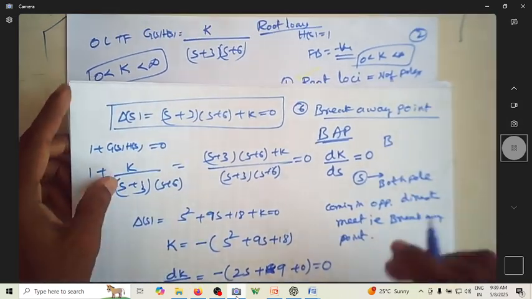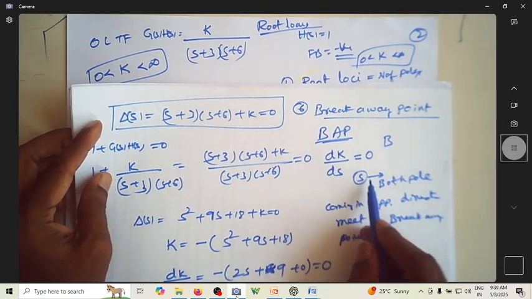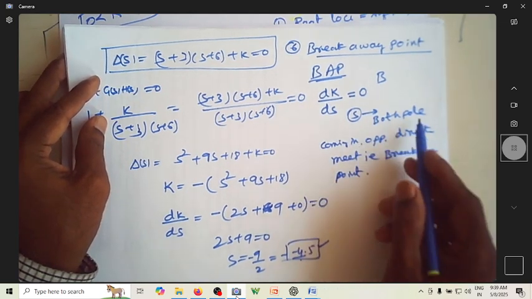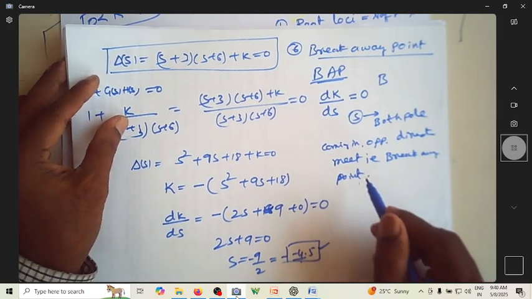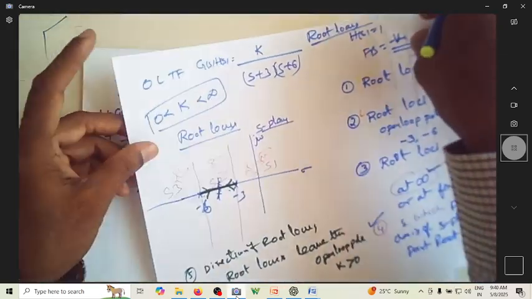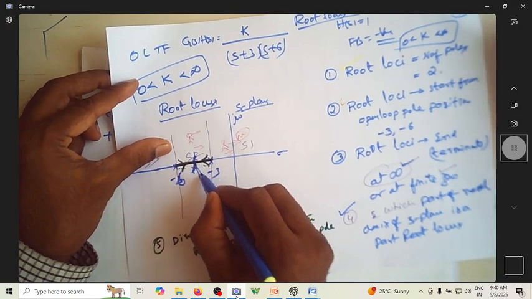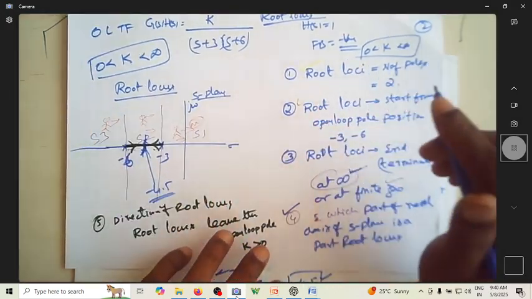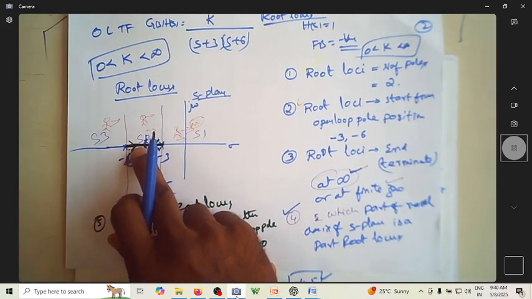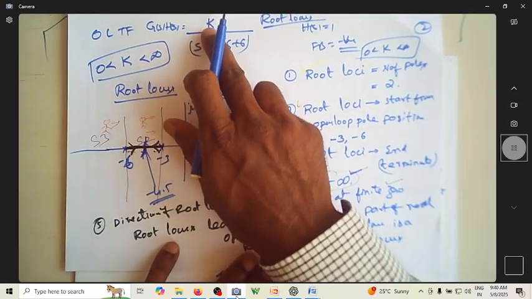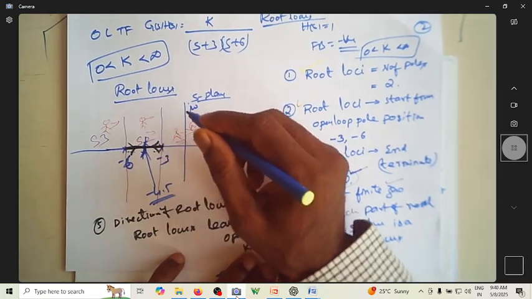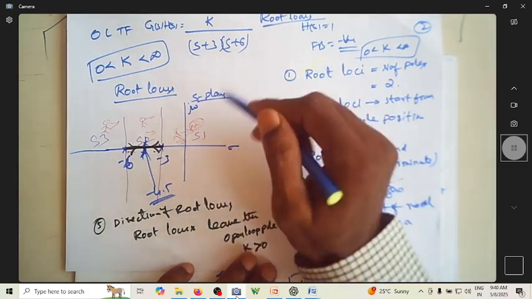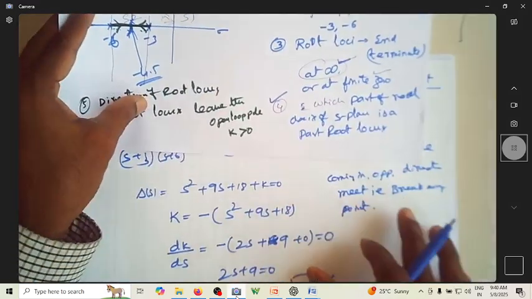Meaning, what does this mean? As I said here, it will give the value of s at which both poles coming in opposite directions will meet. That is the breakaway point. So the breakaway point is happening at minus 4.5. And we know where these root loci will go: they will go to infinity, because there are no finite zeros. Since they want to go to infinity, there should be someone guiding them to go to infinity. That is nothing but asymptotes.